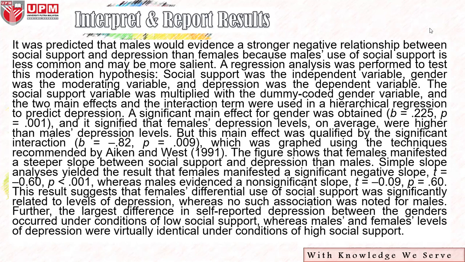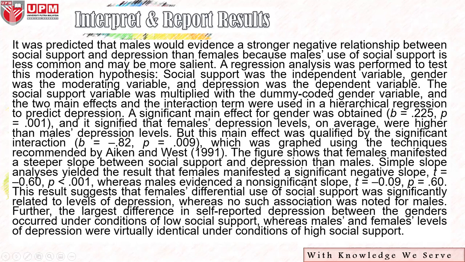So a significant main effect for gender was obtained, which is beta value equals to 0.225, significant value 0.001, and it signified that female depression levels on average were higher than male's depression level, but this main effect was qualified by the significant interaction. Okay, B equals to negative 0.82, significant value 0.009, which was graphed using the techniques recommended by Aiken and West. Okay, so the figure shows that the females manifested a steeper slope between social support and depression than males.